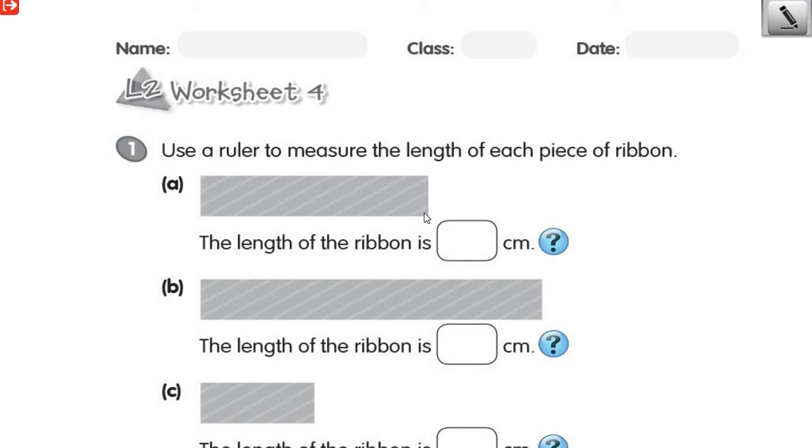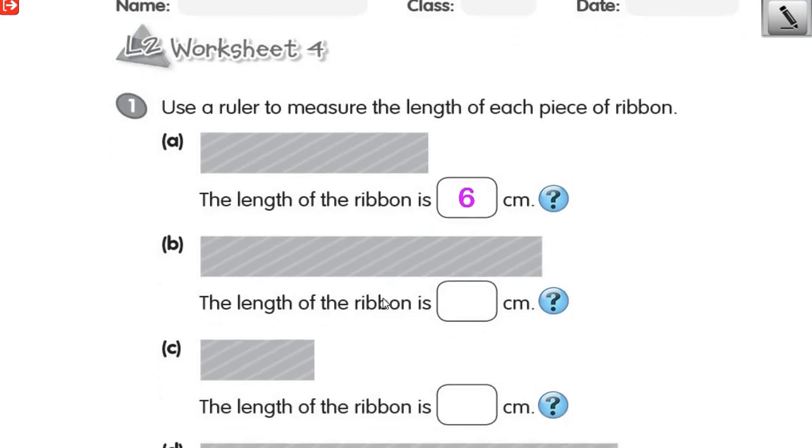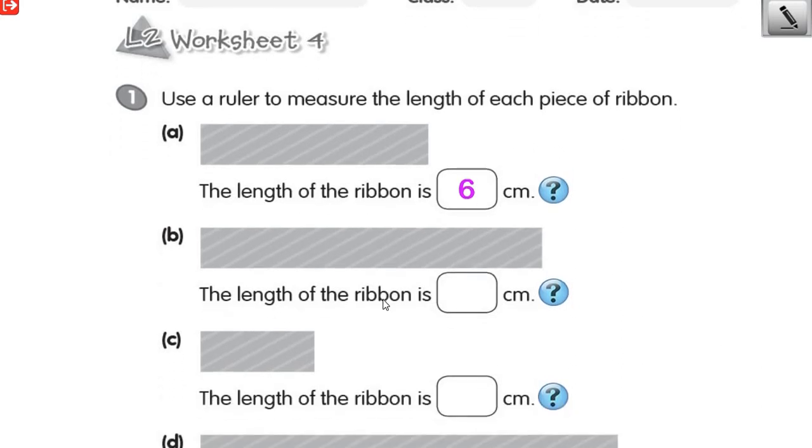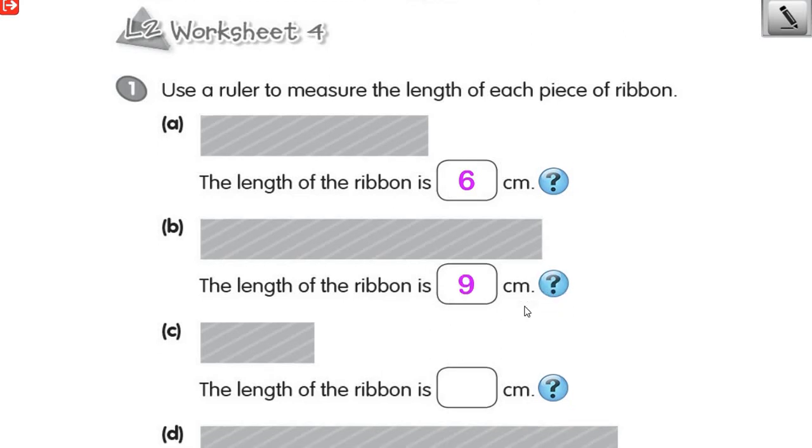If you need to go and find your ruler, you need to pause the video first, and then when you're done, play it again. Okay, if you already have your rulers, I'll give you about 5 seconds to measure number 1A. What is the length of this ribbon? It's 6 centimeter. How about 1B? Another 5 seconds. The length of ribbon B is 9 centimeter.